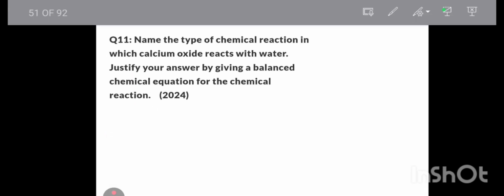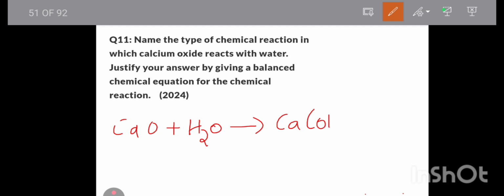Name the type of reaction in which calcium oxide reacts with water. We have discussed it multiple times. Calcium oxide reacting with water, once it reacts with water, it will be forming what? Calcium hydroxide, that is Ca(OH)2, plus heat will be liberated.